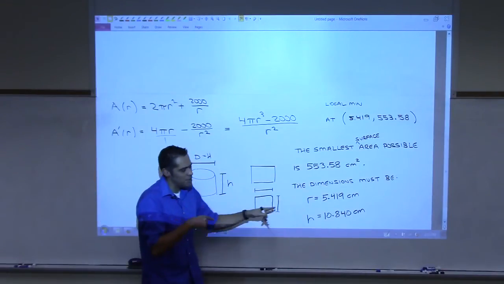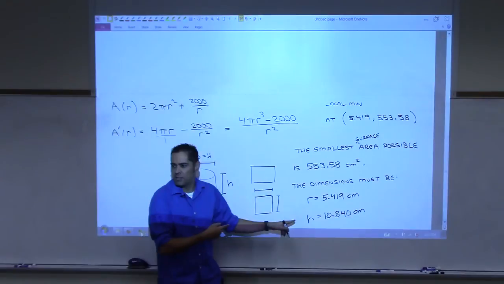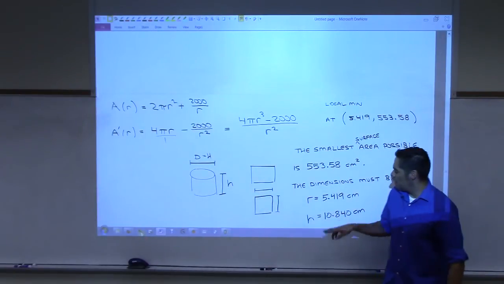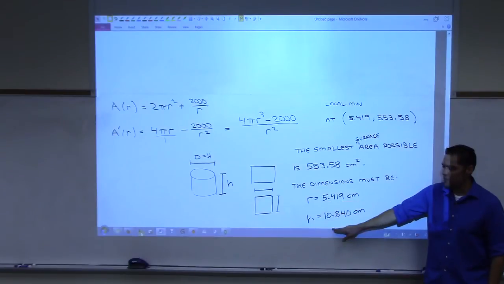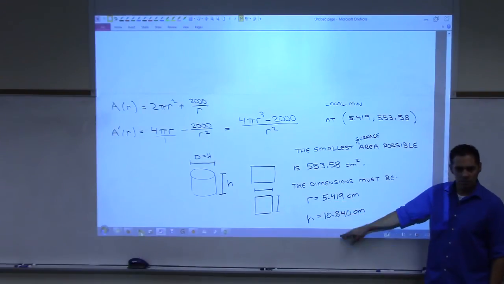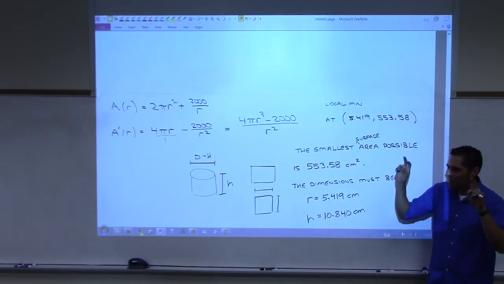What I wanted to point out to you is that I can confirm it by just asking you to look at this right here. If you double this radius, that's diameter, right? And that's equal to the height. So these two follow what I said would happen.